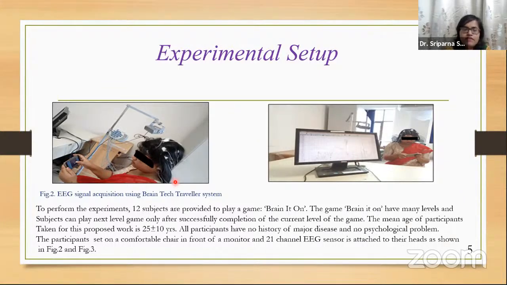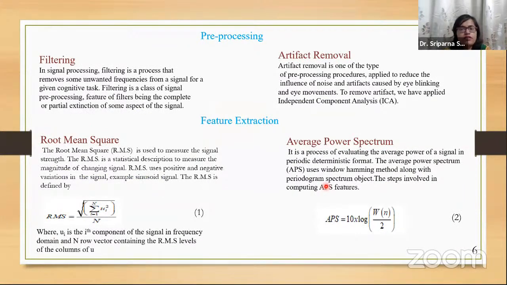For this particular experiment, we have taken data from 12 subjects, and they have been asked to play the game Brain It On. The name of the game is Brain It On, and for each level of that game, we have tried to measure how much cognitive load is generated in the participants. So this is the EEG acquisition process. These are the pre-processing and feature extraction steps for the EEG signals. We are not going into the details of that.